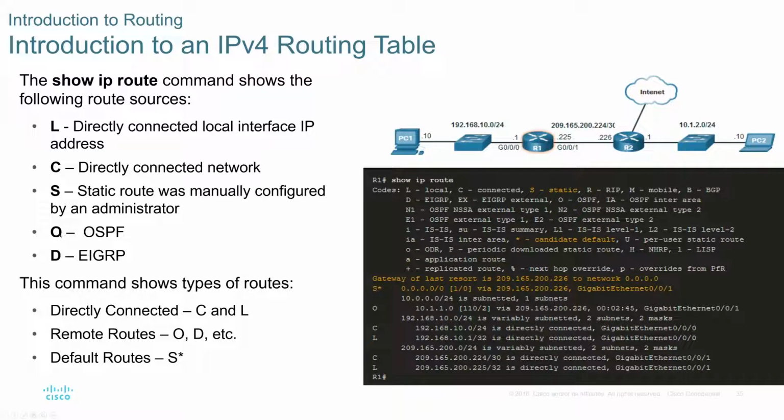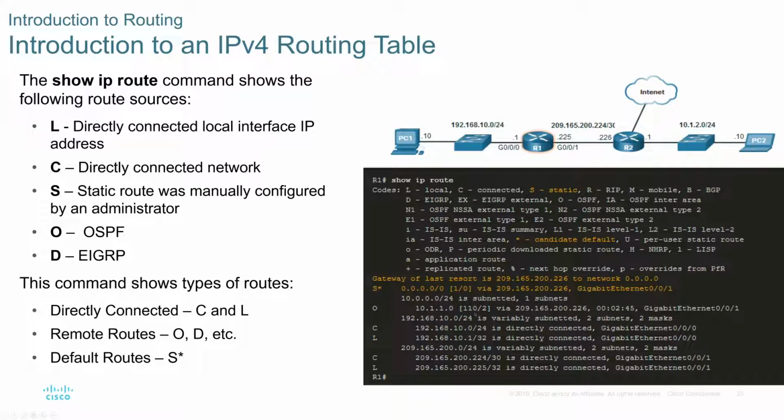An entry with an O stands for OSPF, or Open Shortest Path First, which means we learned about the 10.1.1.0 network via 209.165.200.226, or Ethernet 001. And that's how I would get out to that network. You may notice in the brackets 110/2. The 2 is a metric of the cost to get there.